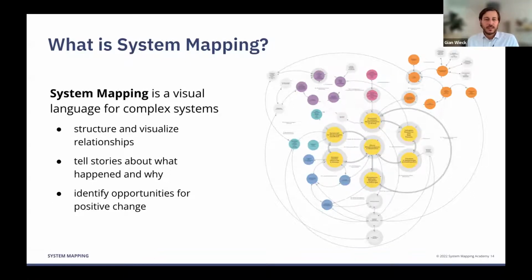And so the benefits are threefold. First of all, we want to structure and visualize relationships. Second, we want to understand what happened in the past and why it happened, so we're able to talk about it, and in the end also to tell the stories, the narratives within the system. And finally, we also want to use it as a starting point for action, looking at the system: okay, where could we tweak something? Where are untapped potentials for positive change in the future?